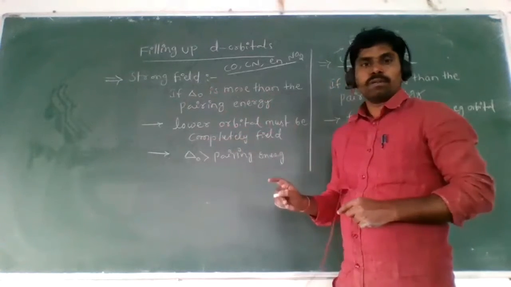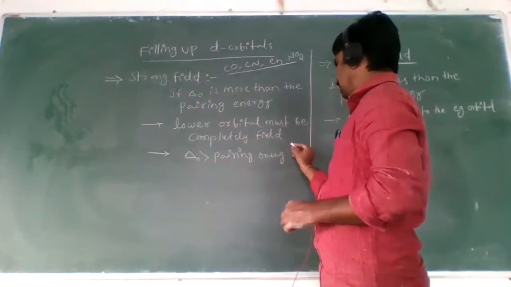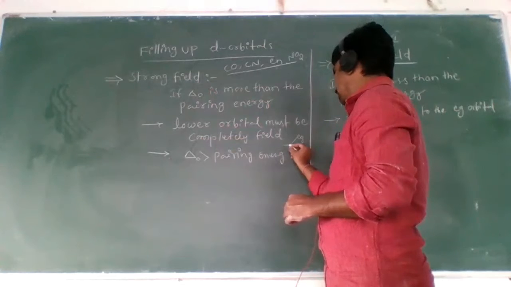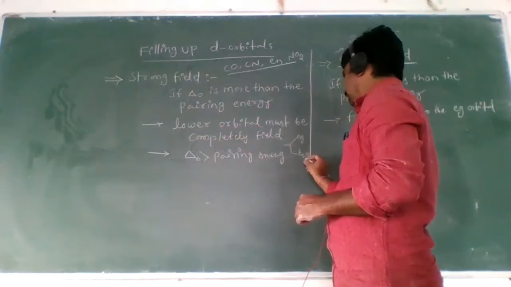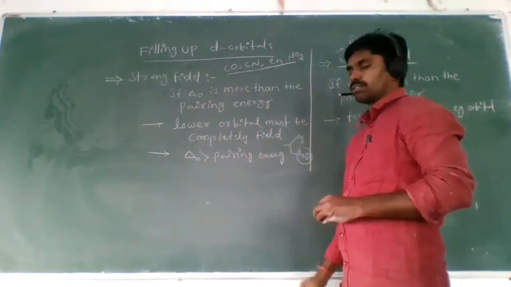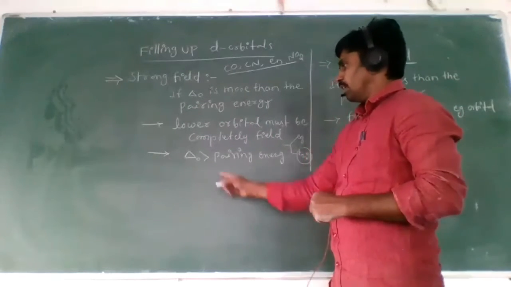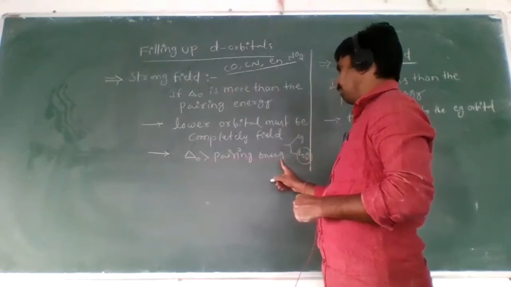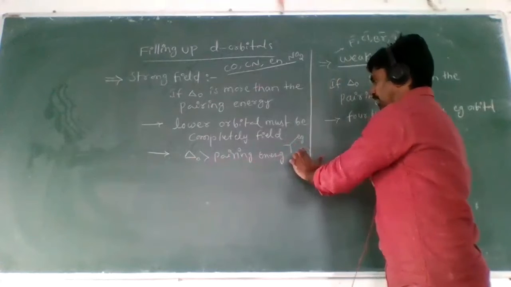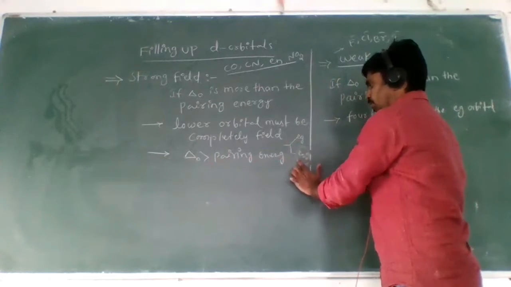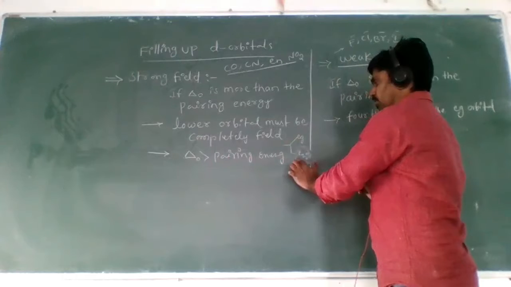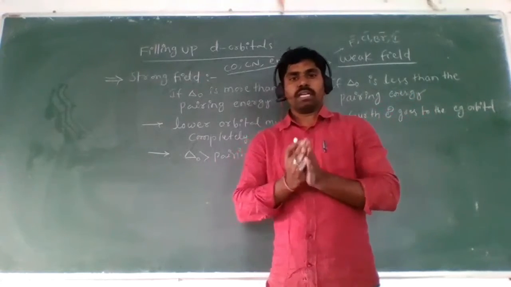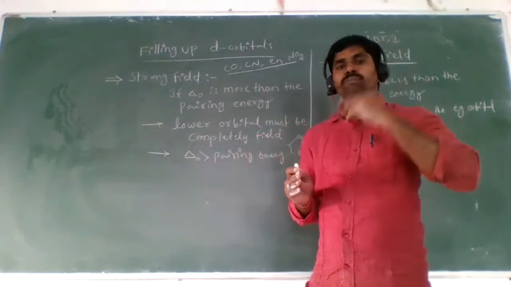completely filled. In the octahedral, which is the lower orbital? We know that the Eg orbitals are the higher energy level and T2g is the lower energy level. So these T2g orbitals are completely filled. See here, octahedral splitting energy, what is that? Greater than the pairing energy. So finally, the T2g orbitals are filled first, and then the remaining electrons go into the Eg orbital.